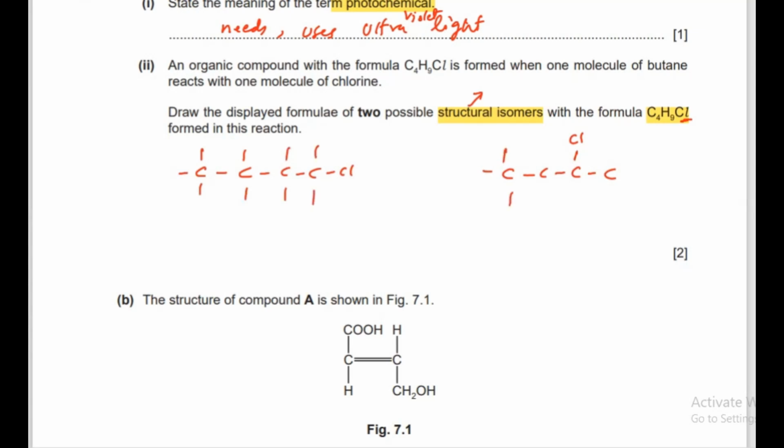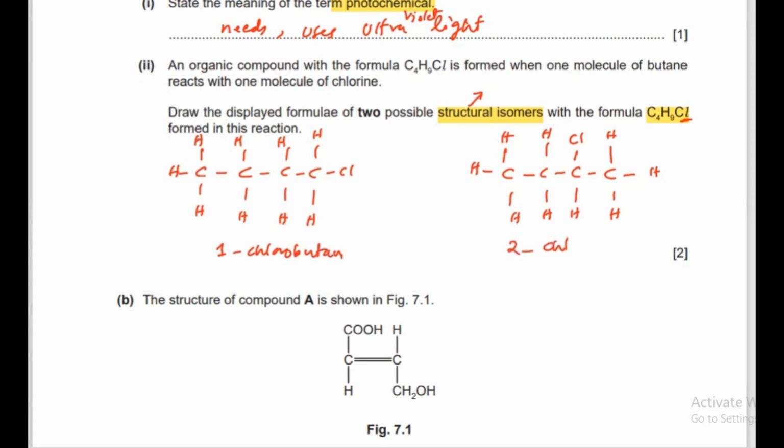Here, to make it tetravalent, you can add the hydrogen atoms. So these are the two possible isomers of chlorobutane. This is 1-chlorobutane and this is 2-chlorobutane.